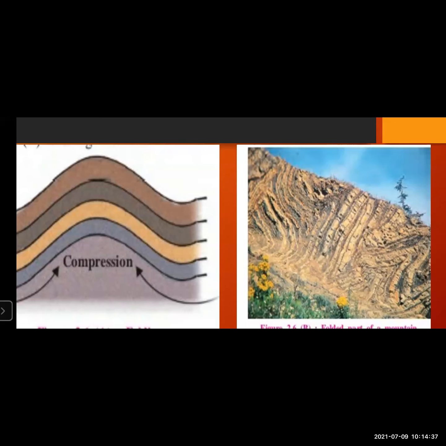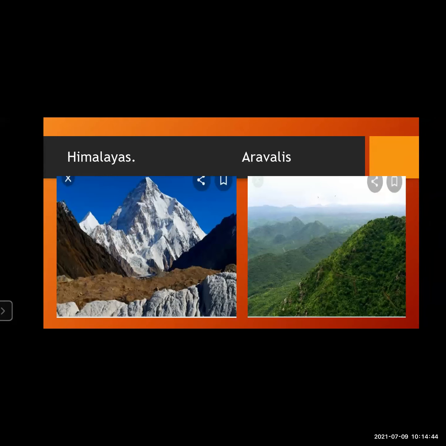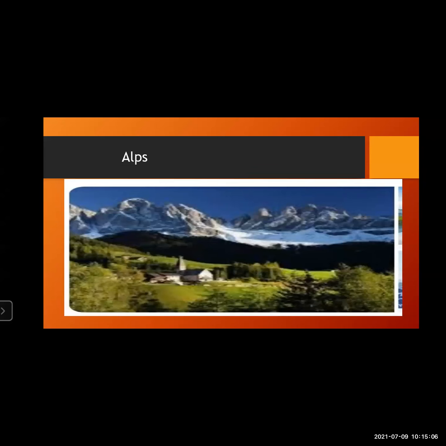Now we'll move to the next slide and let's see the examples of these fold mountains. What examples are given here? You can see in the slide the Himalayas, the Aravallis, then the Rockies, then the Andes, then the Alps. So these were the examples of fold mountains.